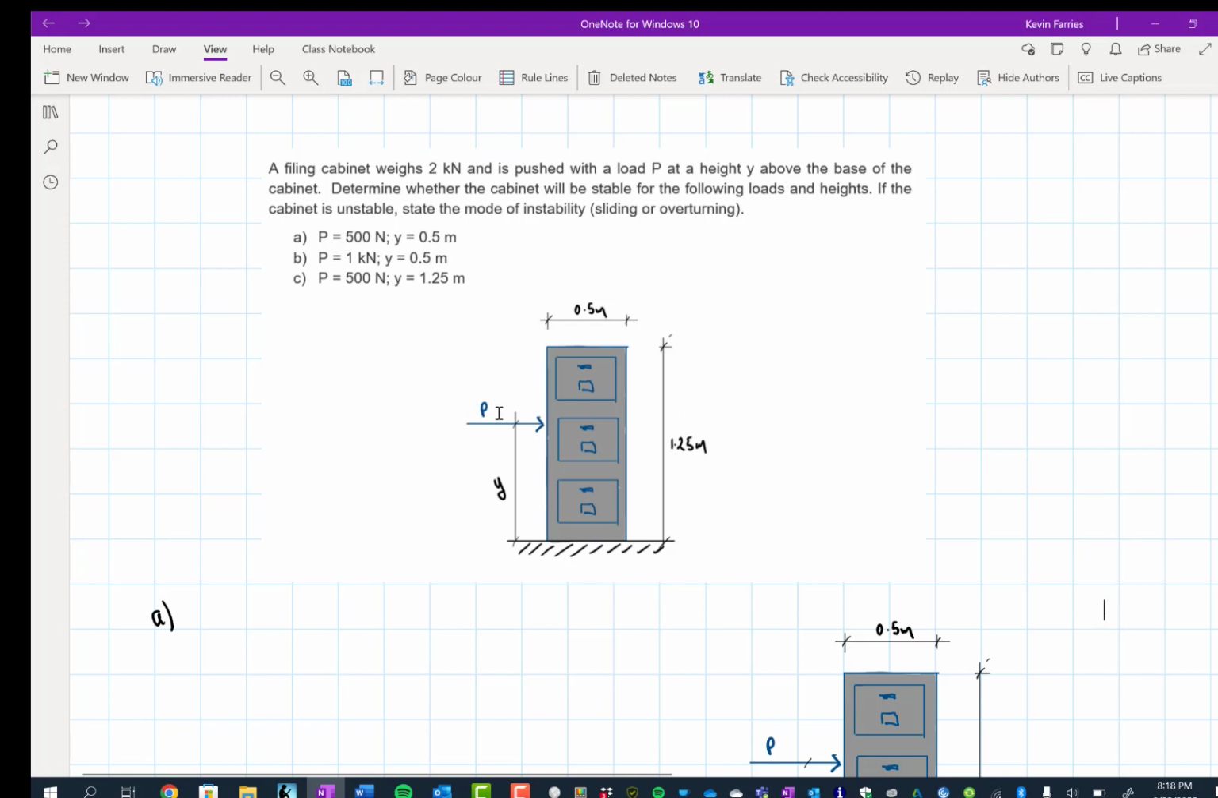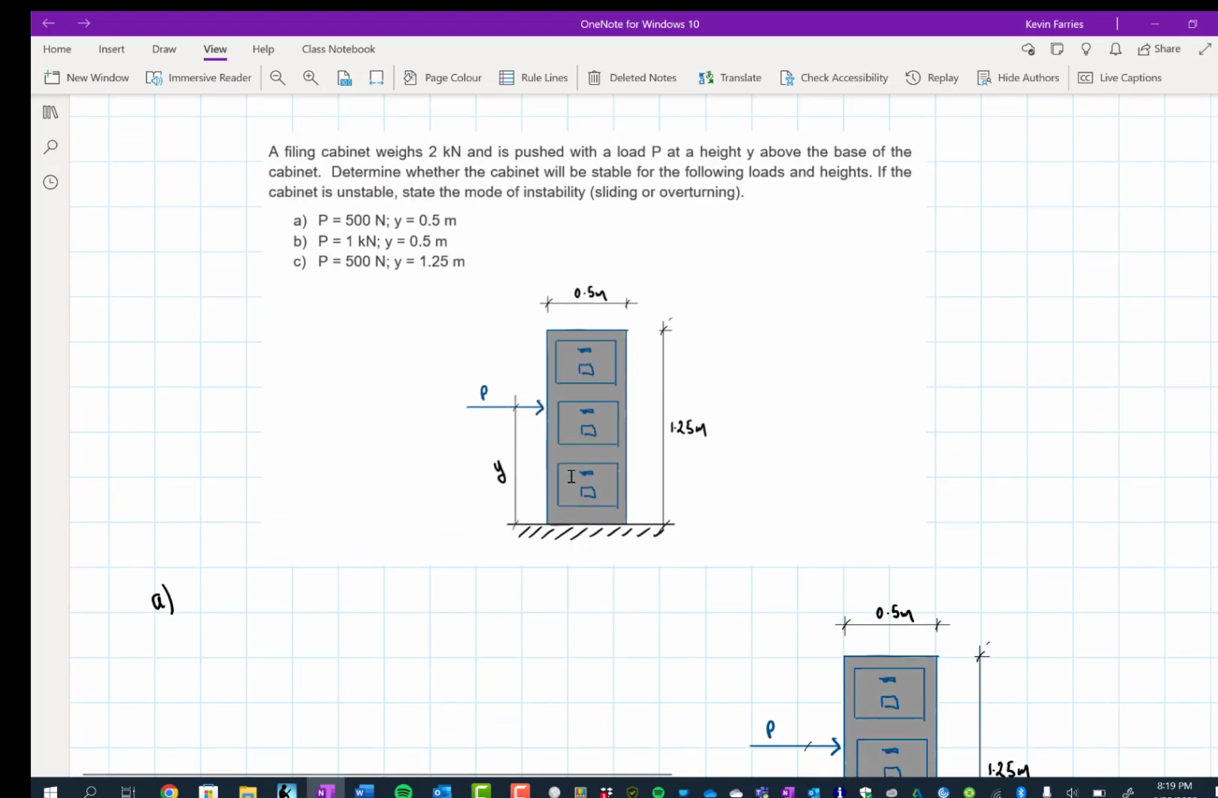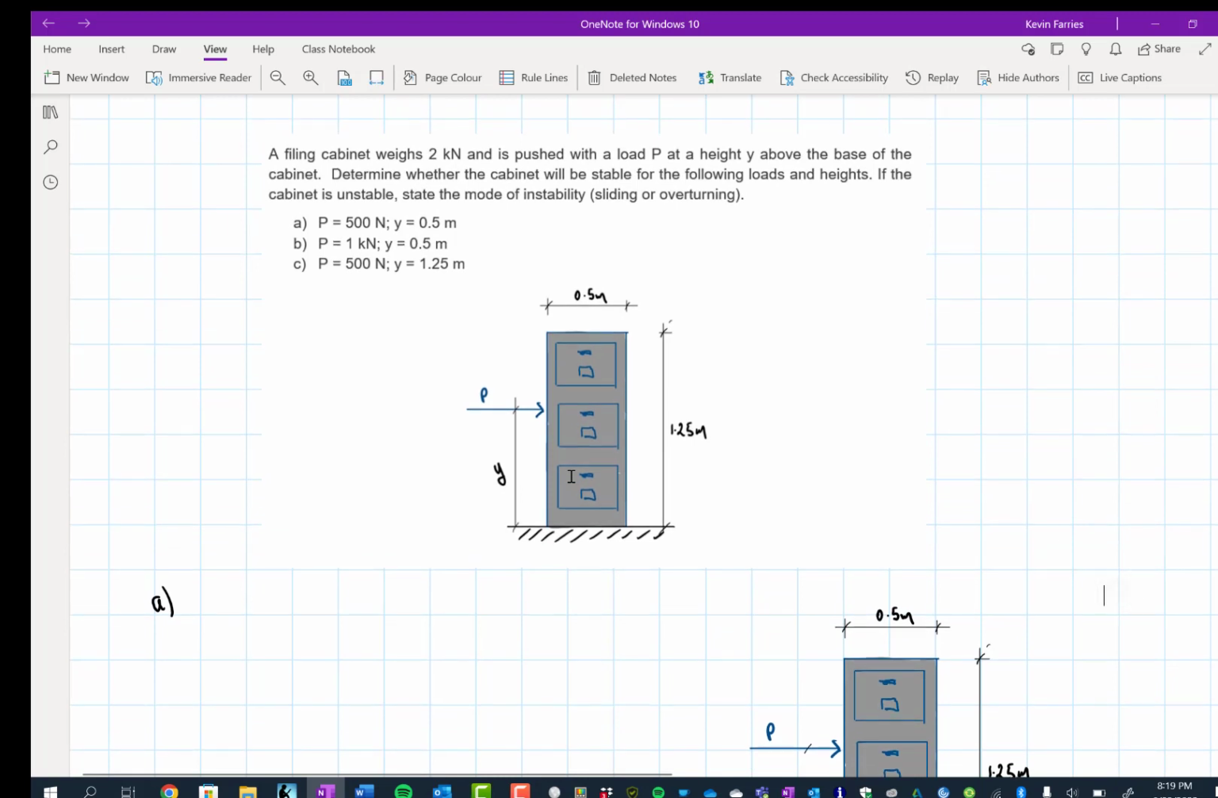So there might be some rules about the minimum force you would need to push these things over at different levels, something like that. And so what we'd have to do here is we're going to have to check. So what we've got, let me just see what we've got first. So you've got a filing cabinet, it weighs 2 kilonewtons, so it's about 200 kilos, something like that.